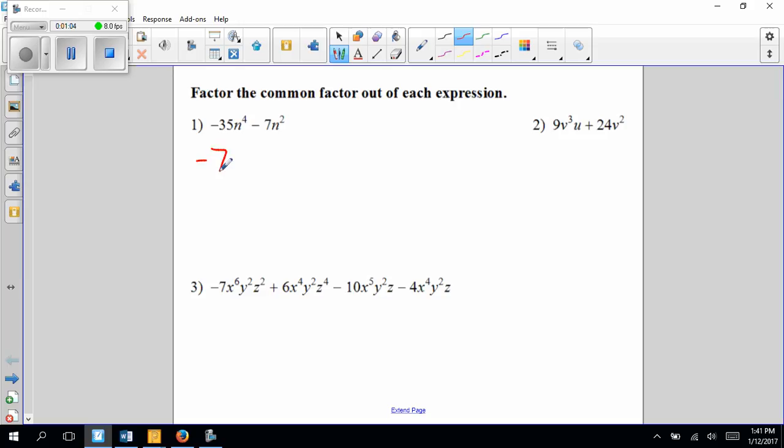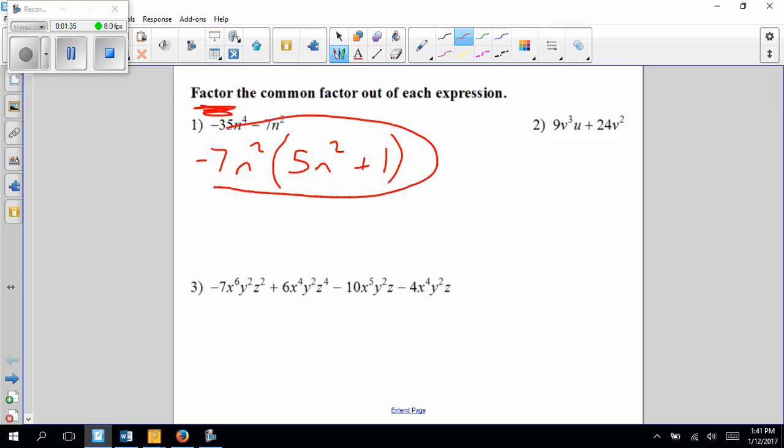And I see that there's an n to the fourth and n squared in there. So they both have at least n squared. I'm going to multiply that by whatever it takes, negative 7 n squared, to get negative 35 n to the fourth. So that would be 5 n squared. And then negative 7 n squared times what gives you negative 7 n squared, and that is just a plus 1. All right, so since the directions just say factor, this would be my final answer. I factored something out. It doesn't say solve, so that's all I have to do.